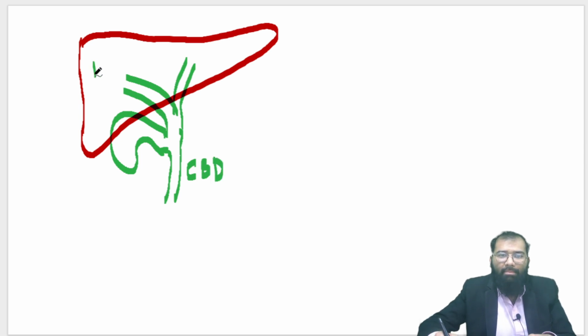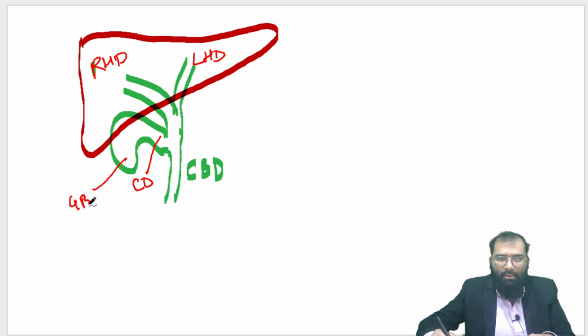So we have the right hepatic duct, we have the left hepatic duct, we have the cystic duct, we have the gallbladder, and then we have the common bile duct.